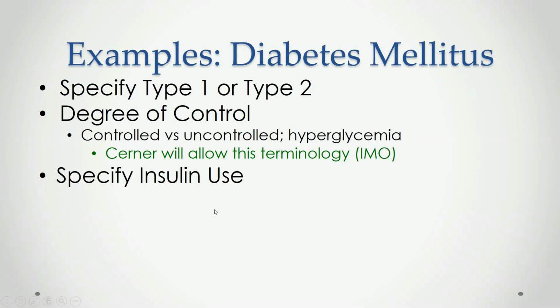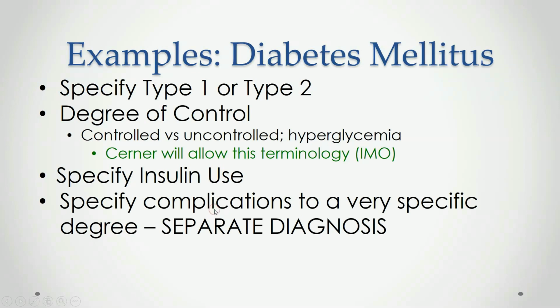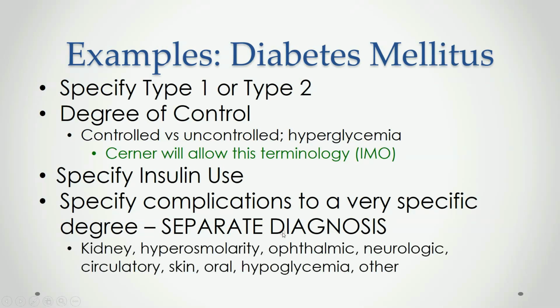Going back to diabetes, you want to specify the insulin type. If there are complications with diabetes, you want to specify those complications, but that would be a separate diagnosis, and I'll get into an example of that. For example, if you're dealing with kidney disease, hyperosmolarity, ophthalmological disease, neurological, circulatory, skin, oral, hypoglycemia, and other issues that accompany diabetes.